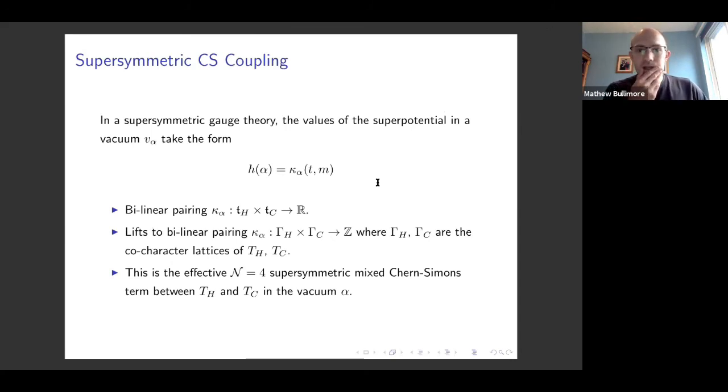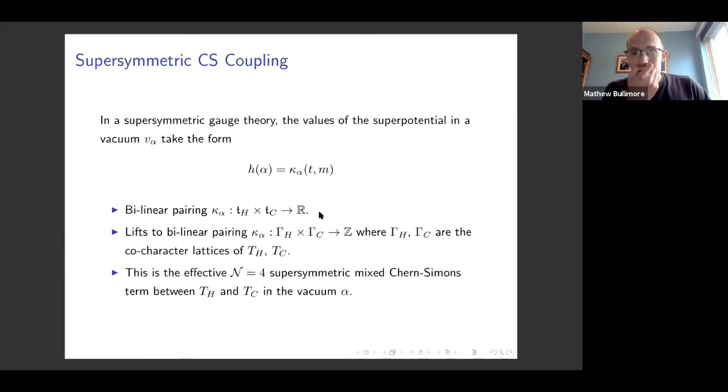Let me mention another thing, which I think is underappreciated, but is very useful, which is that the value of this real superpotential H in a vacuum has a really nice physical interpretation. It's a Chern-Simons term, actually. So in the SUSY gauge theory, it takes the following form. It's basically a bilinear function of the masses and the Fi parameters. So I apologize, T here should be zeta. It's a bilinear function of the Fi and the mass parameter. Or if you like, it's a bilinear pairing. That's a formal way to write it.